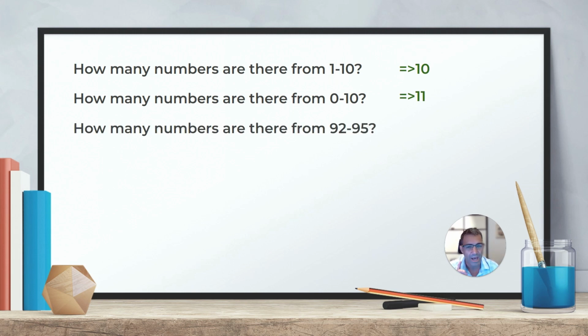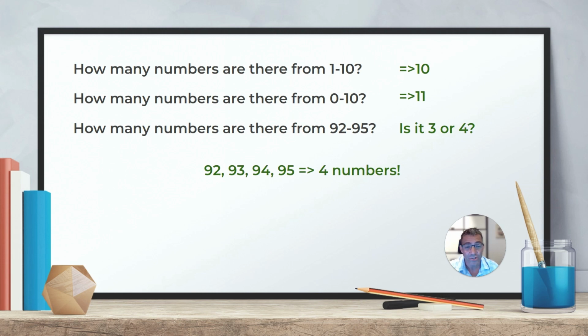However, how many numbers do we have from 92 to 95? And I know that our first instinct here is to do 95 minus 92. And it's not entirely wrong, but realize that we need to make the difference between whether we have 3 numbers or 4 numbers, and we have to be sure about that. So how do we gain certainty? And this is where this little formula comes in quite handy.